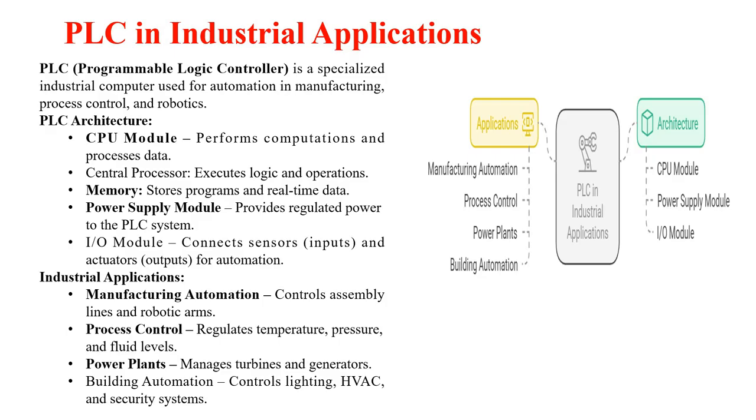Next you have the industrial applications. The first application is manufacturing automation, which controls the conveyor belts, robotic arms and assembly lines. Process control regulates the temperature, pressure, and fluid levels. Then you have power plants, which manage the turbines and generators, and last is building automation, which controls the lighting, HVAC, and security systems.